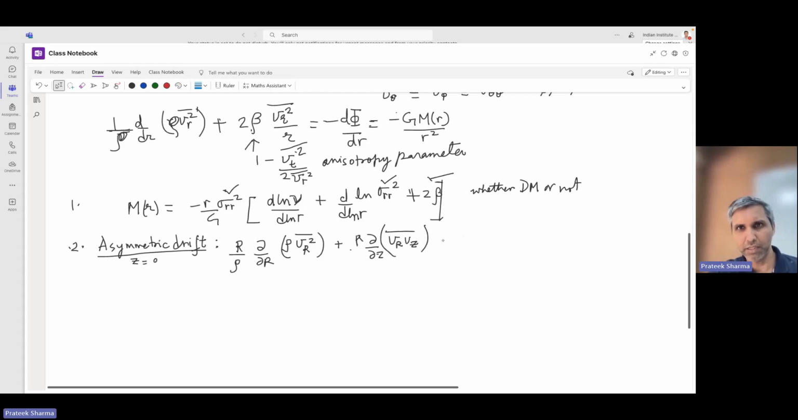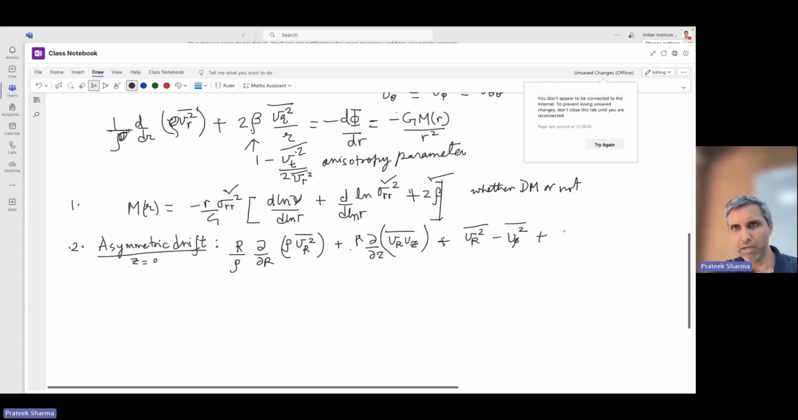In the same way as in the spherical case, we have v_R squared minus v_phi squared plus R dPhi/dR is equal to 0. So this is the equation that we will get.